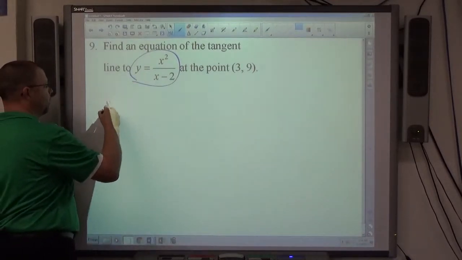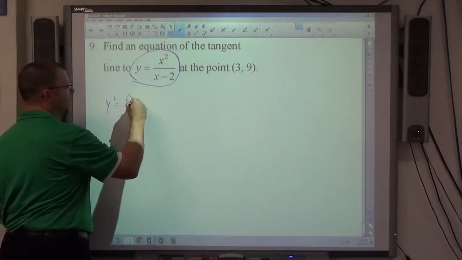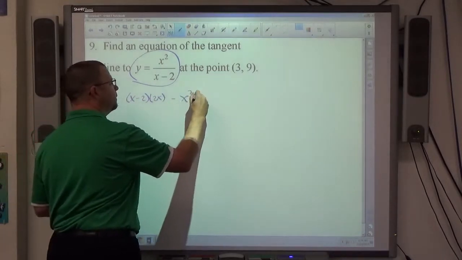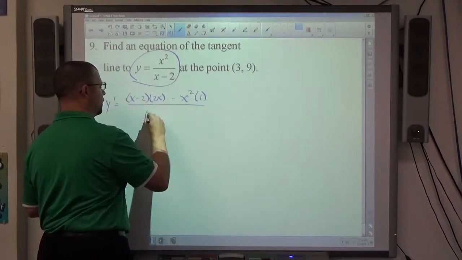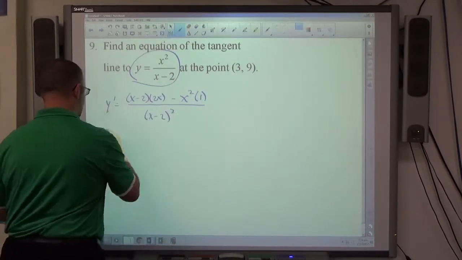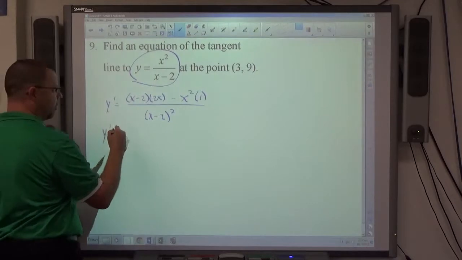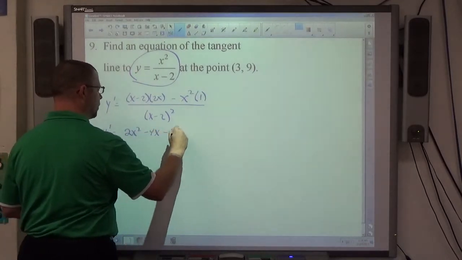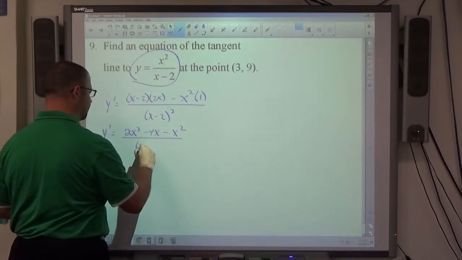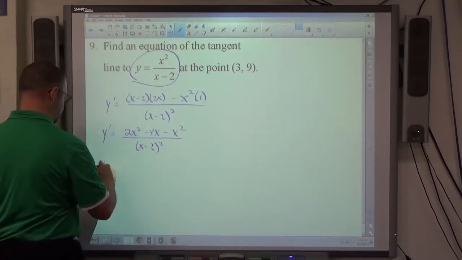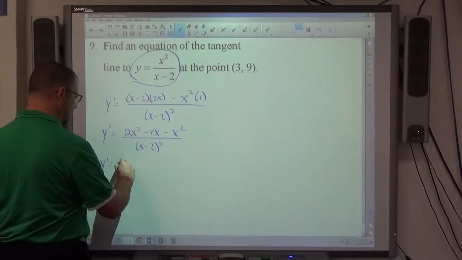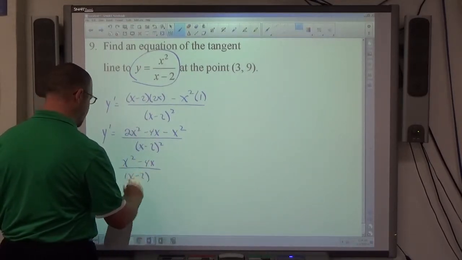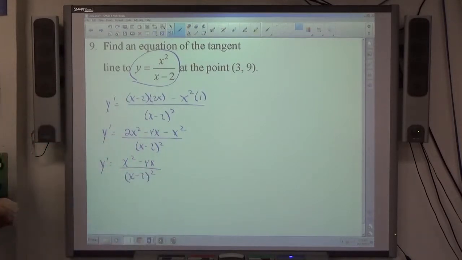So y prime is going to be low d high minus high d low over the square of what's below, which if I just beautify it up a little bit, I'm going to get 2x squared minus 4x minus x squared all over x minus 2 squared. And 2x squared minus x squared makes x squared. So x squared minus 4x on top, x minus 2 squared on the bottom. That's the slope formula for this problem.